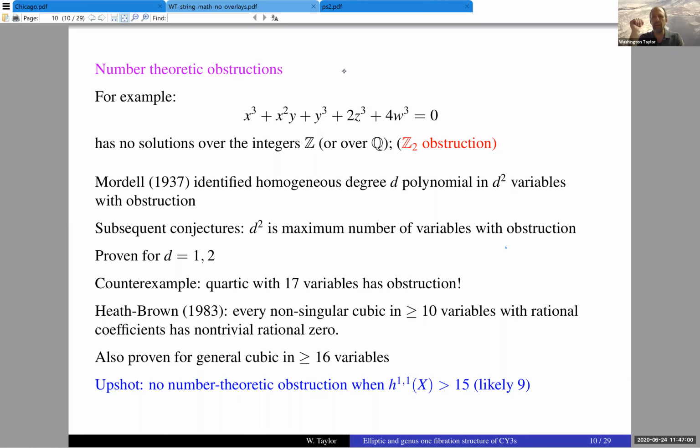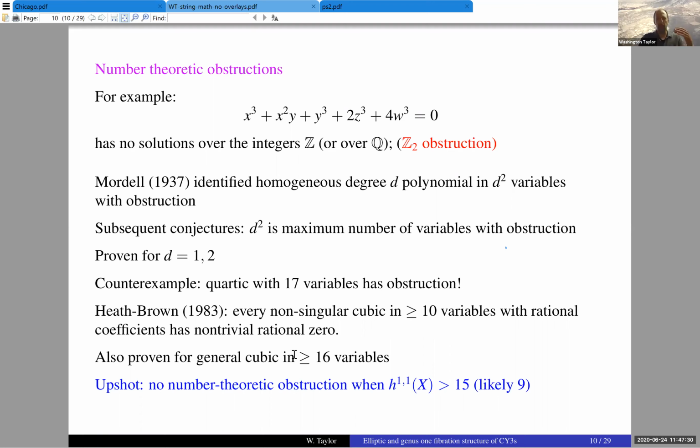Mordell in 1937 identified homogeneous degree d polynomials in d squared variables that have an obstruction of this kind. And it was conjectured that d squared is the maximum number of variables with an obstruction. It was proven for d equals 1 and 2. There's a counterexample for d equals 4: there's a quartic in 17 variables with an obstruction. Heath-Brown in 1983 proved that every non-singular cubic in more than 10 variables with rational coefficients has a non-trivial rational 0. And it was proven for a general cubic in 16 variables.